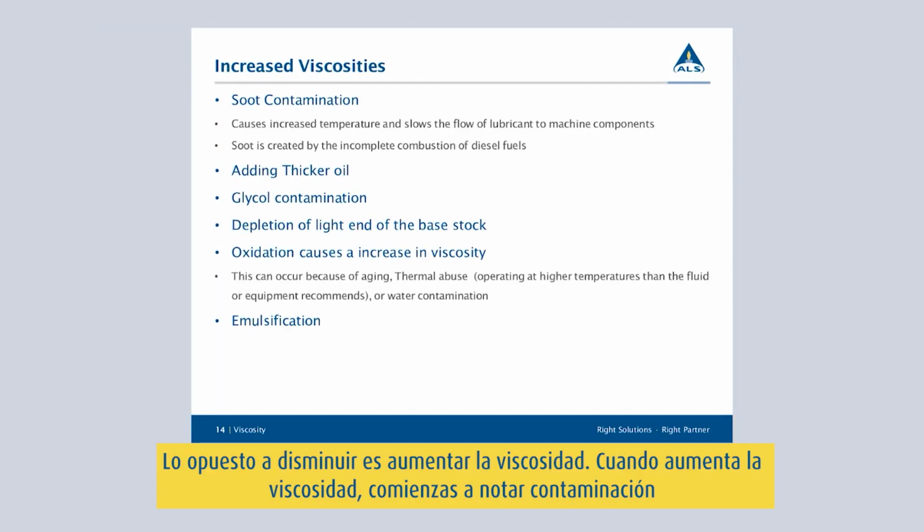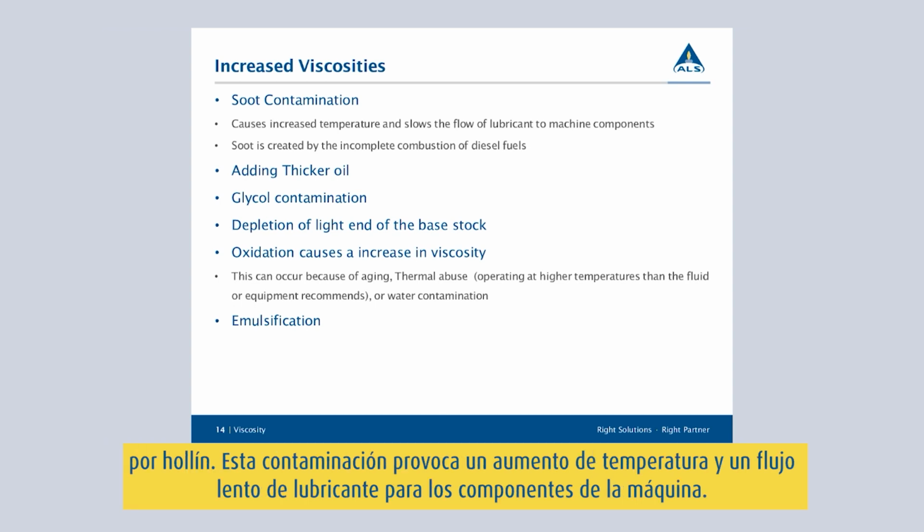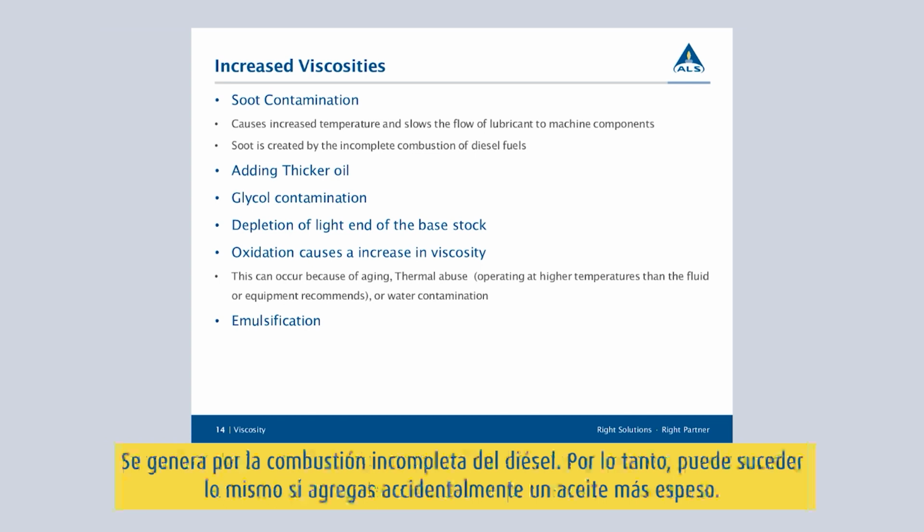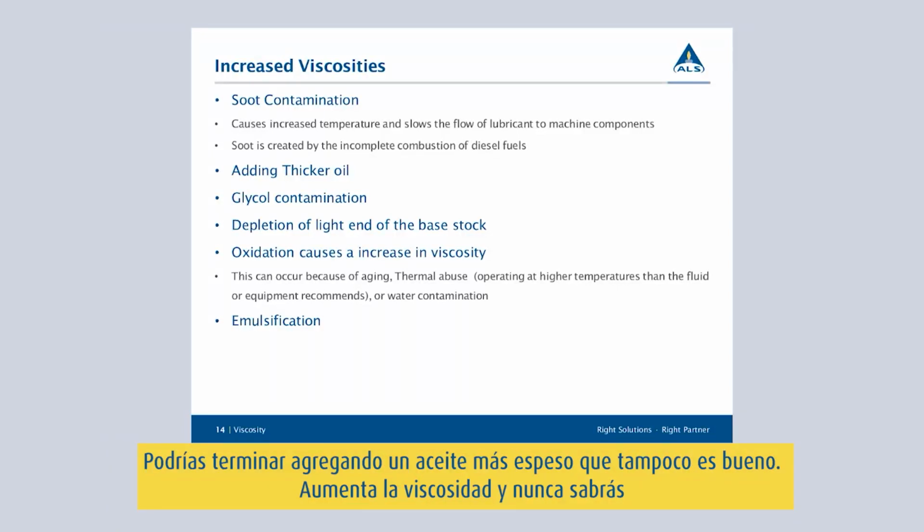So the opposite side of decreased is increased viscosity. When you have increased viscosity, you start to look at soot contamination. Soot causes increased temperatures and slow flow of lubricants to the machine component, created by incomplete combustion of diesel fuel oils. Then the same thing can happen: instead of accidentally adding a thinner oil, you can add a thicker oil in, which is not good either. So when you add a thicker oil in, you should see increased viscosities.